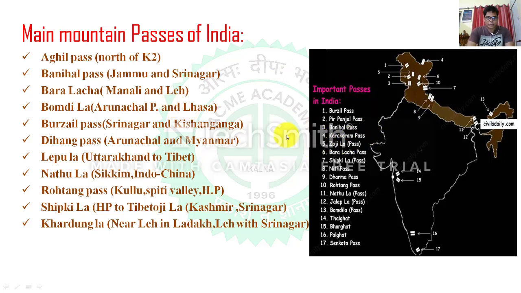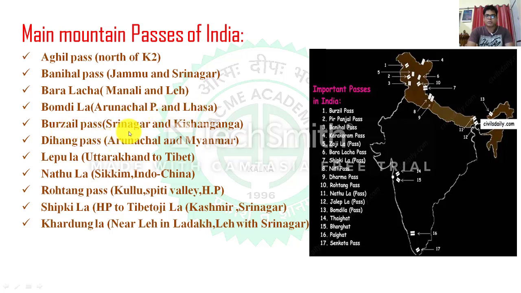First, the main passes I will discuss over here. First is the Aghil Pass, that is north of K2. Then the Banihal Pass between Jammu and Kashmir. Then come to Bara Lacha Pass, this pass joins Manali and Leh. Another is Bomdila, located in Arunachal Pradesh, and Lhasa is the capital of Tibet, so this pass joins Arunachal Pradesh and Lhasa.